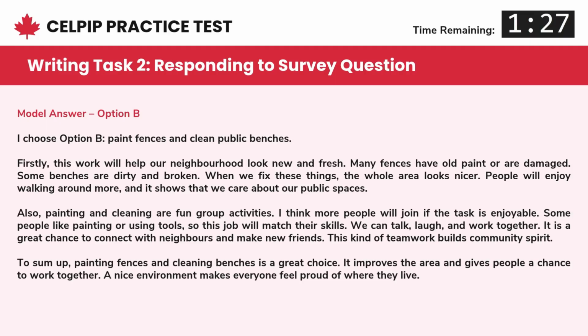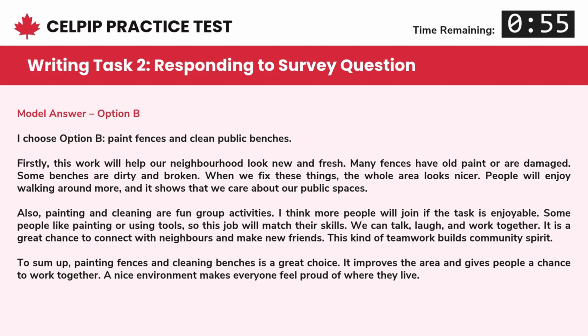In this answer, the writer gives a clear opinion in support of option B, painting fences and cleaning benches. You can pause the video now if you need more time to read the full answer. The writer gives two strong reasons. First, they explain that fixing old or damaged public things makes the neighborhood look fresh. Second, they say this kind of work is fun and helps people feel connected. These are practical ideas, and the writer uses examples like some benches are dirty and talk, laugh, and work together to make the reasons stronger.